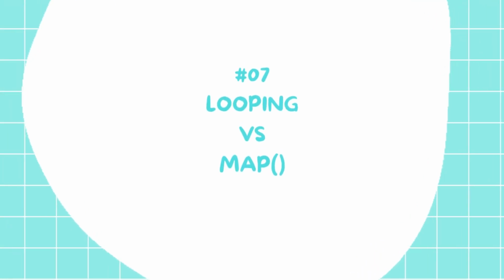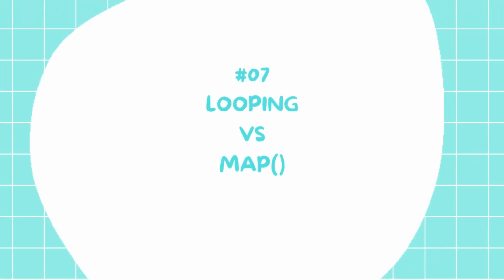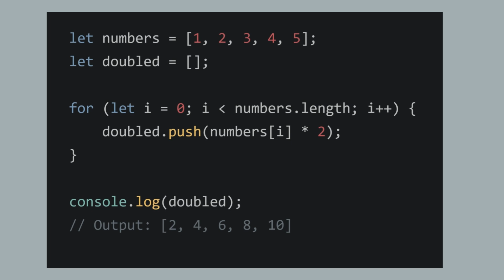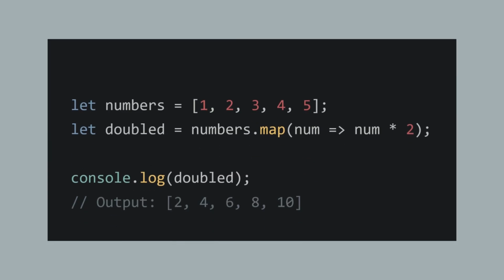Number 7, replacing loops with maps. Using loops for transformations requires longer and less readable code, but replacing this with maps requires shorter and more readable code. So instead of looping through an array of numbers, use the map method instead to loop through an array of numbers for any transformation.